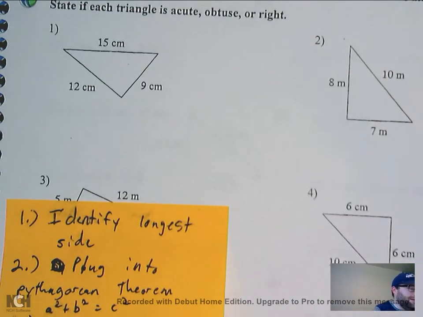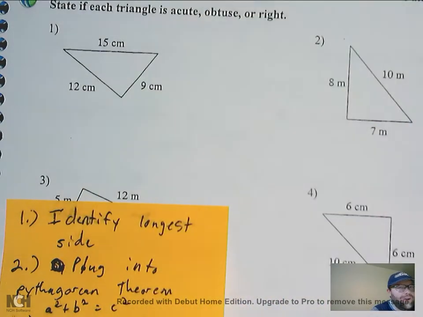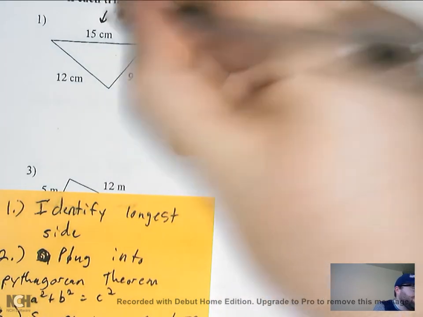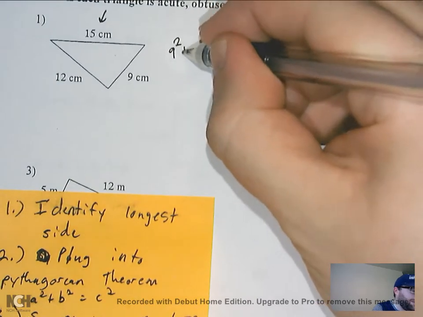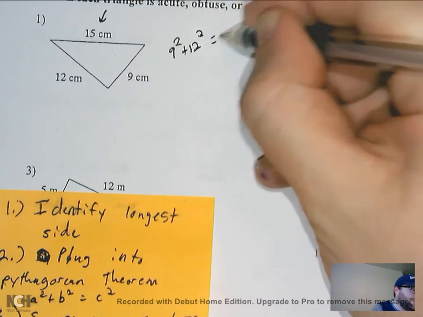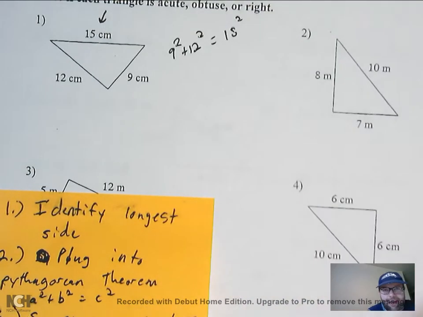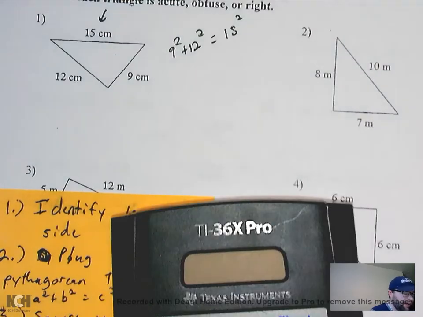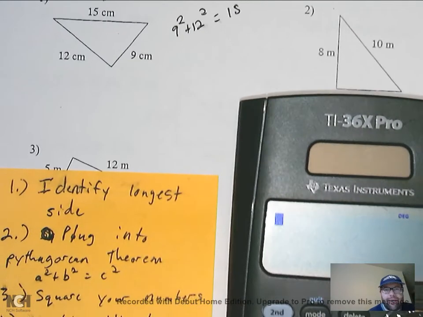So let's look at number 1. I have 9, 12, 15. The longest side is obviously going to be the bigger number, so 15 would be the longest side. That would be my C. To set it up, it would be 9 squared plus 12 squared is equal to, or possibly equal to, 15 squared. If you want to not include the equal sign so as not to confuse yourself, you can do that. That's what I generally do, I just leave a blank spot there because I don't know what it's actually going to end up being.